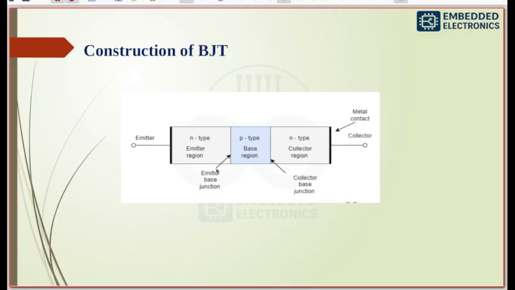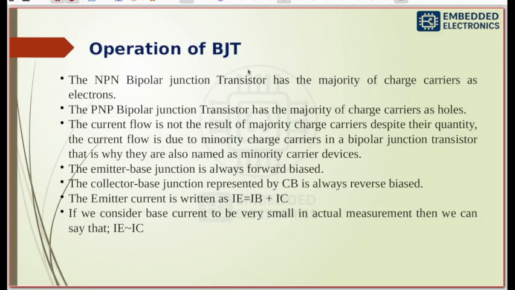And here you can see the emitter base junction. The emitter base junction is the junction that is formed between emitter and base. During normal operation, this junction is forward biased. But the collector base junction is the junction between collector and base. During normal operation, this is reverse biased. And next is the operation of a BJT.